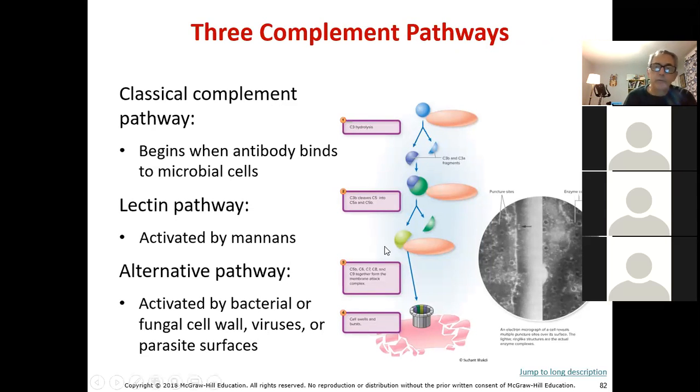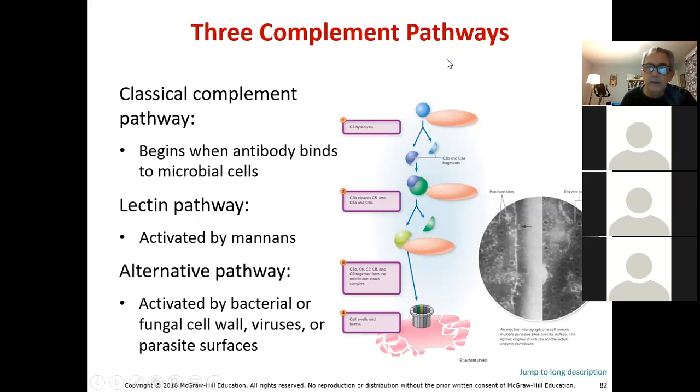There are 3 pathways that can activate complement. The classical pathway is when an antibody binds to a cell and binds complement. There are some lectins found on bacteria that can activate complement, and also the LPS layer of gram-negative bacteria. The alternate pathway can activate complement as does the cell wall, viruses, and even parasitic surfaces.